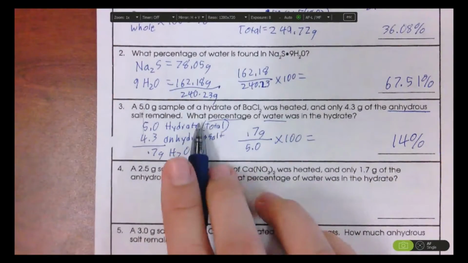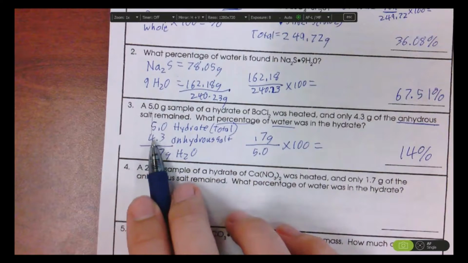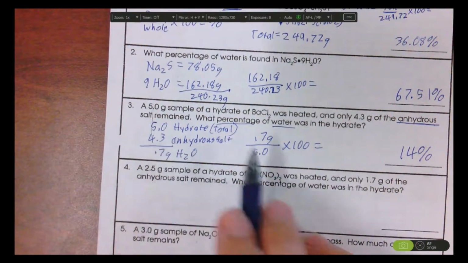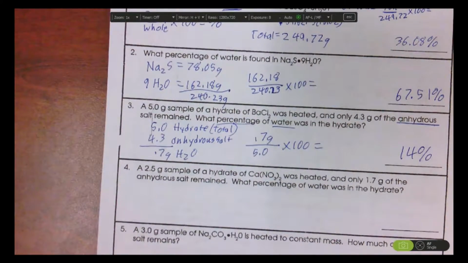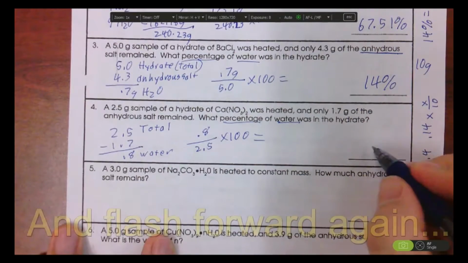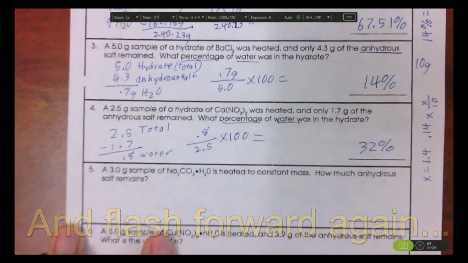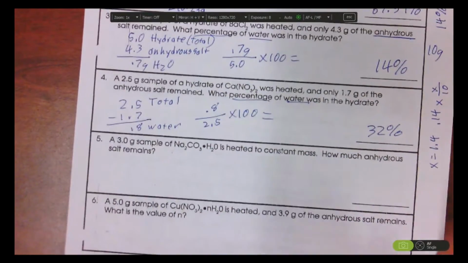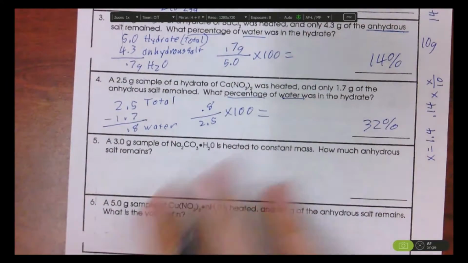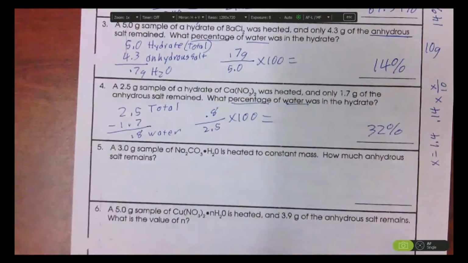Now, if they said what percent is the anhydrous salt instead, then you would use this as your part, but you still keep that as your whole. But they didn't ask for that. They just want to know what was the water in the hydrate. You should get another round number. 32. Not bad, right? So finding these percents is going to help you out actually down here. These are the tougher ones, and these are the ones that you might want to know a little bit more. Those were actually the warm-ups.